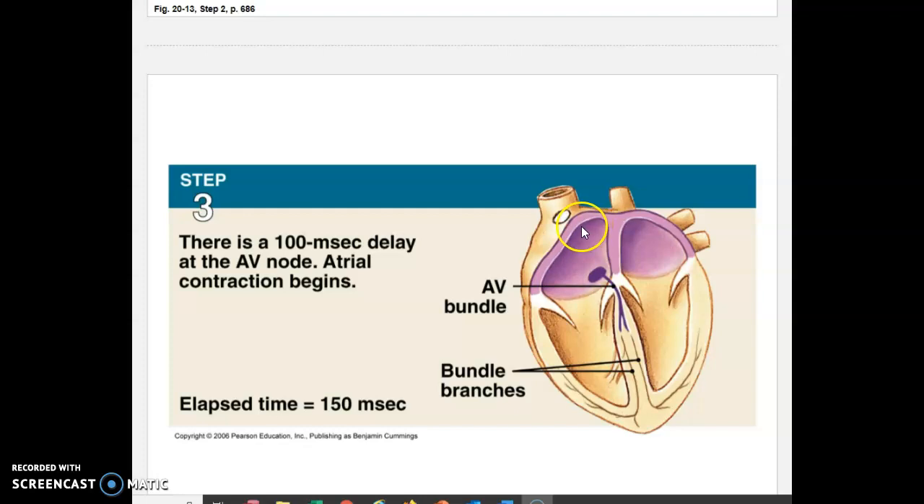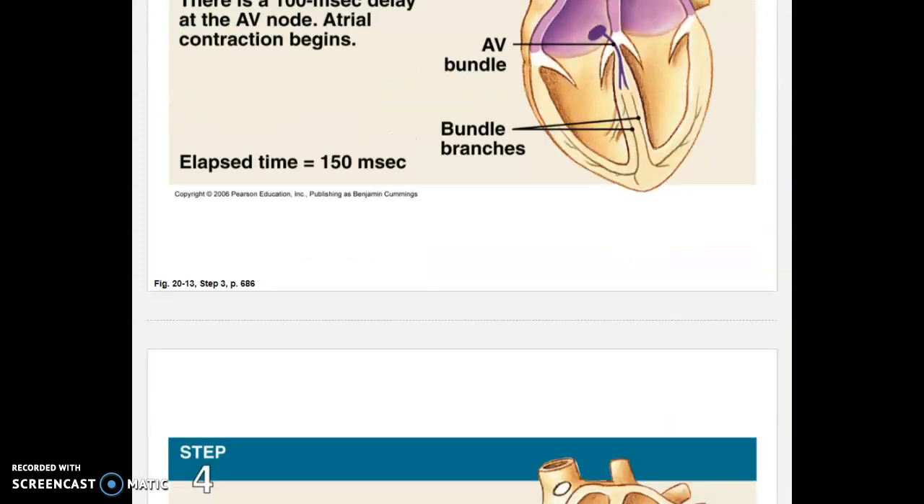Now again, notice my time. We're talking milliseconds or thousandths of a second. So it took 50 milliseconds to travel from here to here. Now it's a 100 millisecond delay. So that's a total of 150 milliseconds just to get the signal there and delay it before the signal can be sent through the septum into the bundle branches.